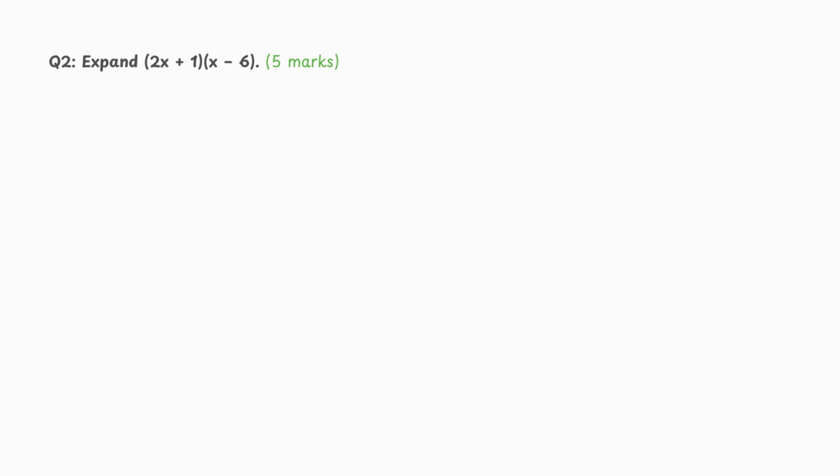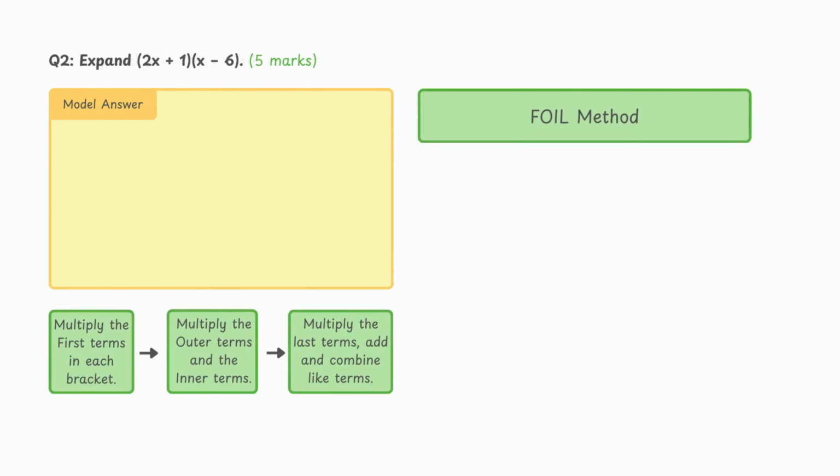Now let's look at practice question 2. Expand 2x plus 1 times x minus 6. This question is also worth 5 marks. Let's solve it using the FOIL method.